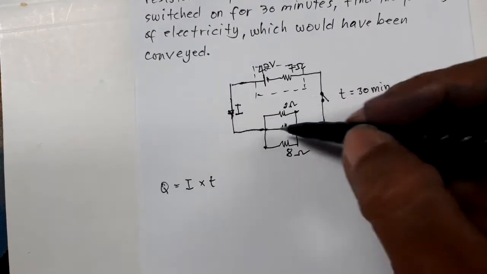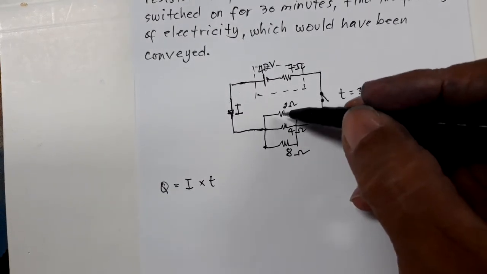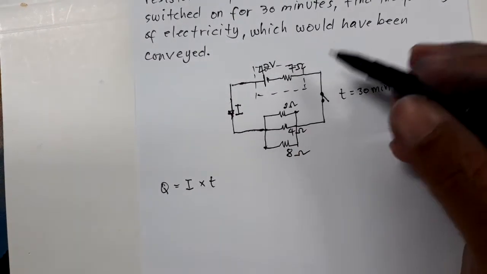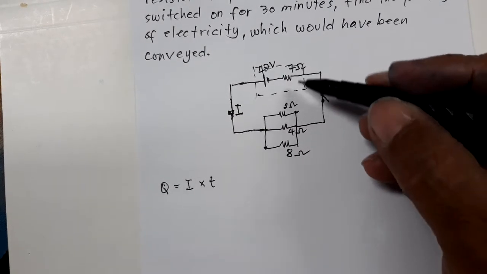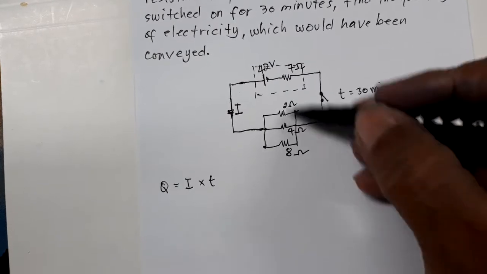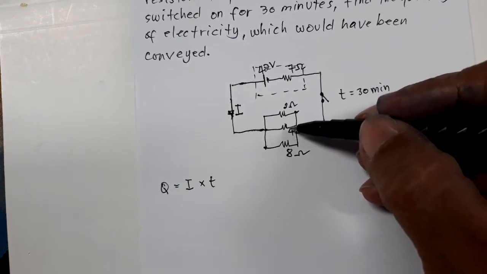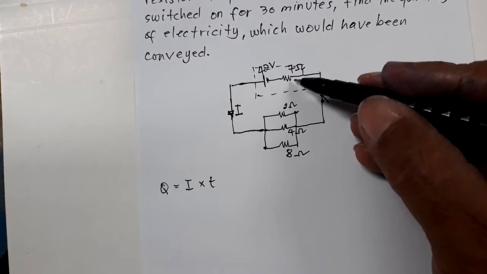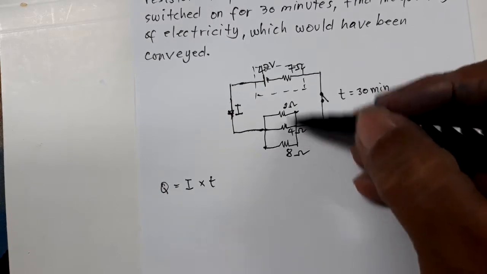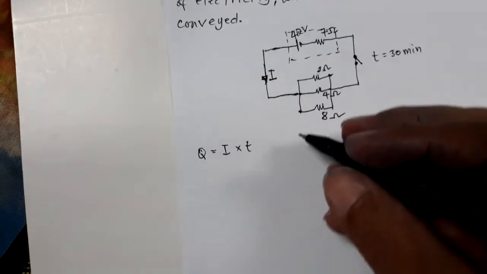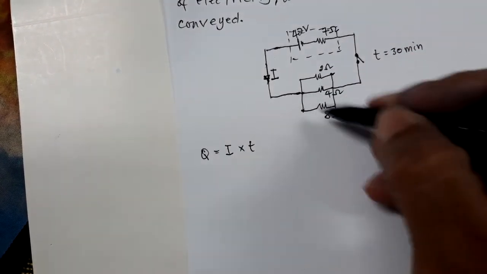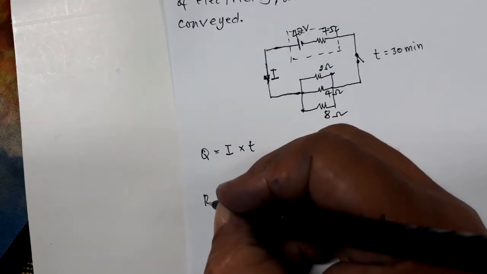So we need to know the current flowing in this circuit, and we need to determine first the total resistance, so that we can compute the current. The total resistance is this parallel part. We need to combine this into an equivalent, then later combine the 7 ohms internal resistance. So compute first this equivalent resistance. There are formulas that we can use to compute the total resistance.